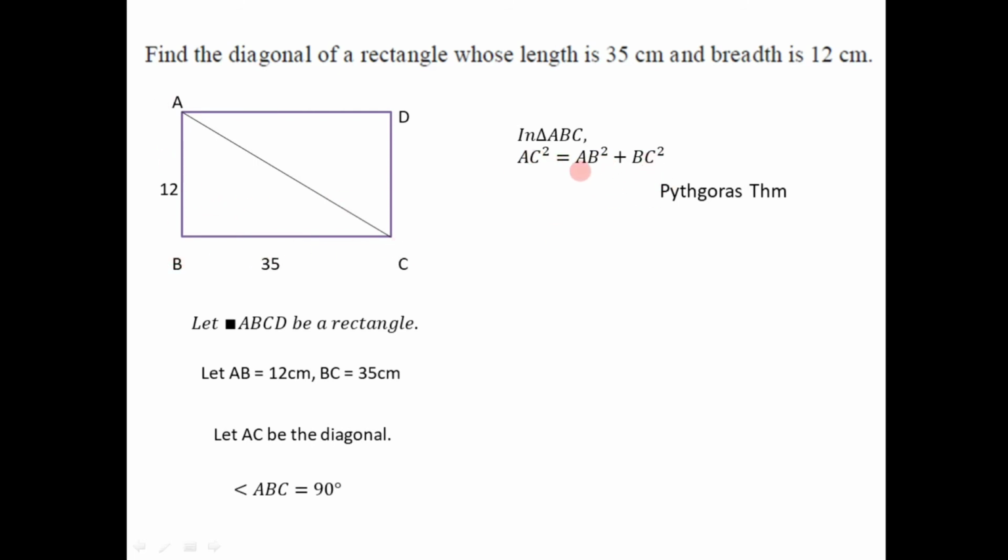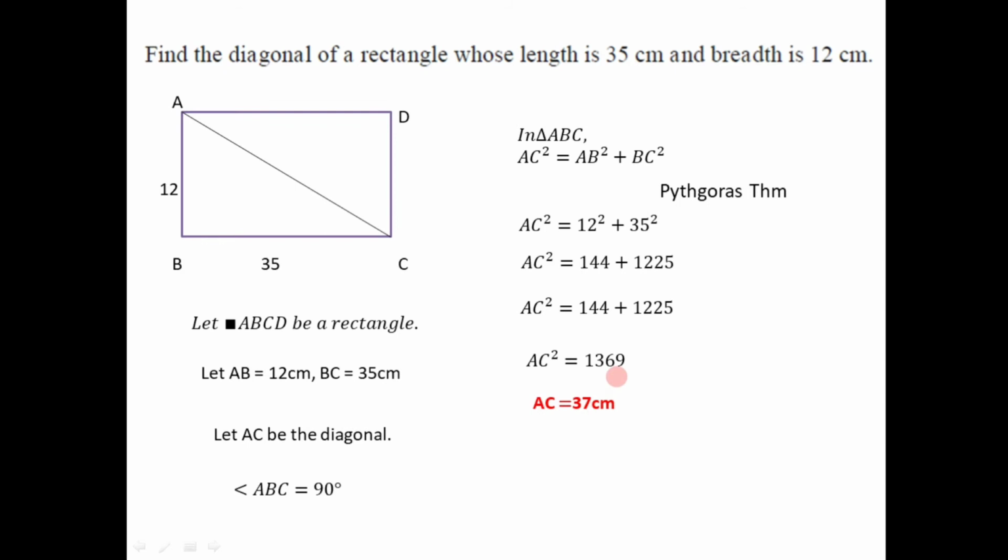We have the lengths of both of these two segments. We should replace there. AC square is equal to AB is 12, that's 12 square plus BC square is there, and the length of BC is 35, that's why 35 square. Now 12 square is 144 plus square of 35 is 1225. So if we add these two, we get 1369. If we take square root on both the sides, we get AC is equal to 37 centimeter, because the square root of 1369 is 37 centimeter, which is the diagonal of this rectangle. So the length of the diagonal for this rectangle is 37 centimeter.